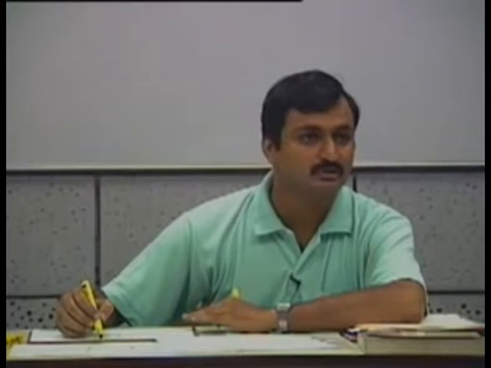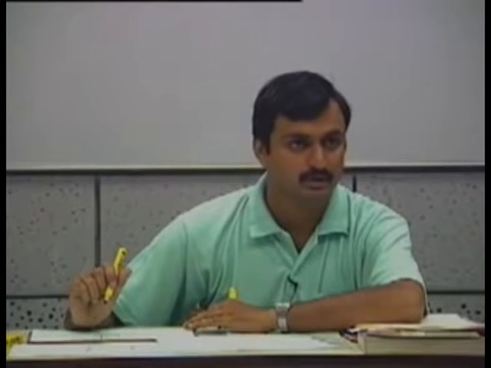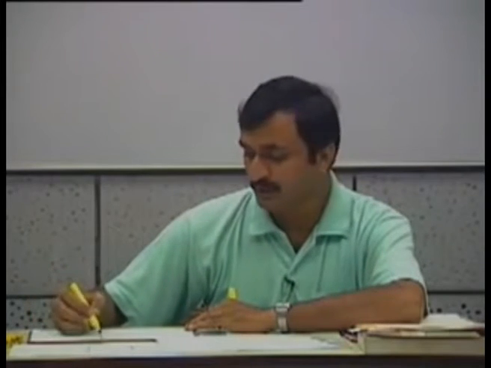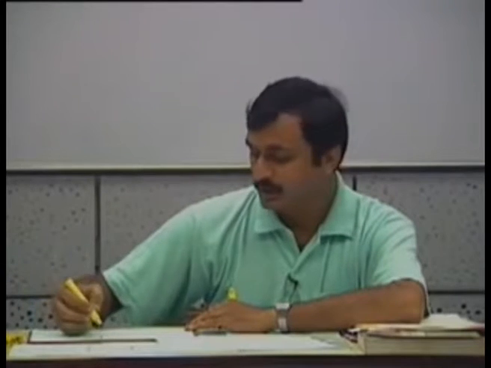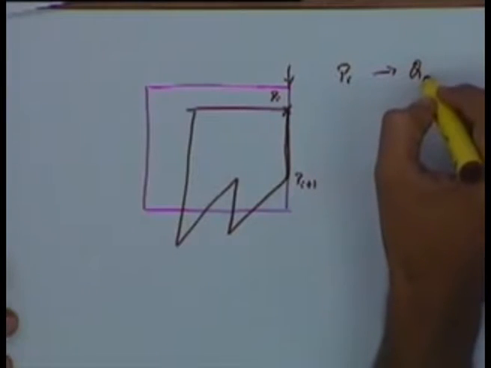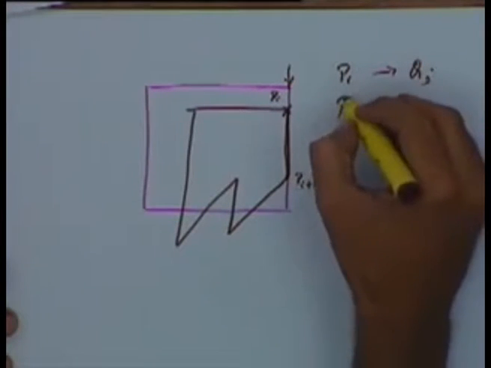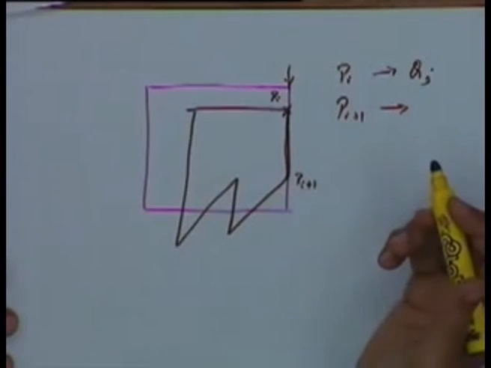Pi you have already processed and you have included pi in the output list. Now you have got a point pi plus 1. You know the coordinates of pi and you know the coordinates of pi plus 1. Now you have to decide whether to find the intersection or not. So you look at pi plus 1. Pi you've already included in the output list, which is, let's say, Qj. Now for pi plus 1, you have to decide whether this is to be included or not.